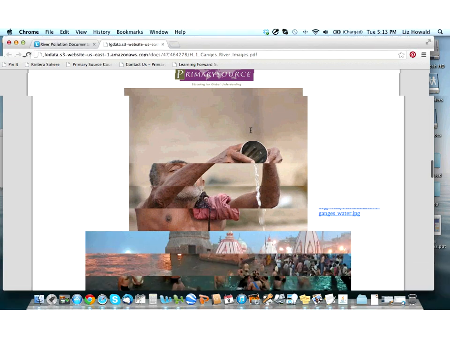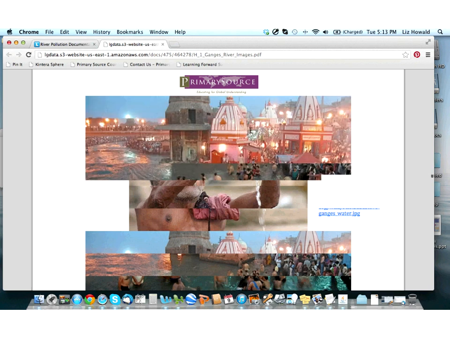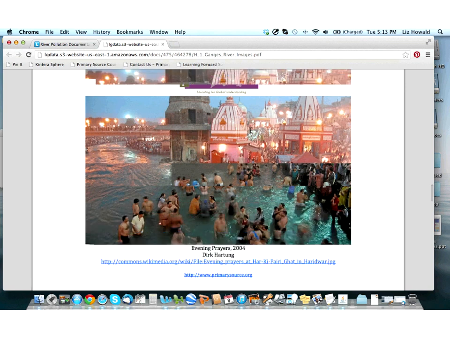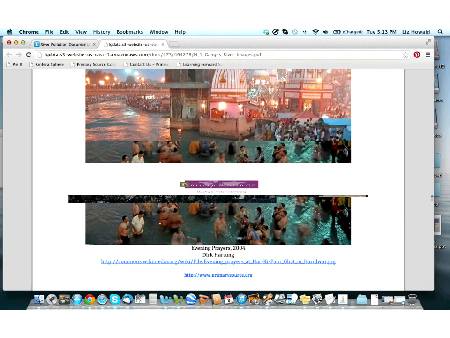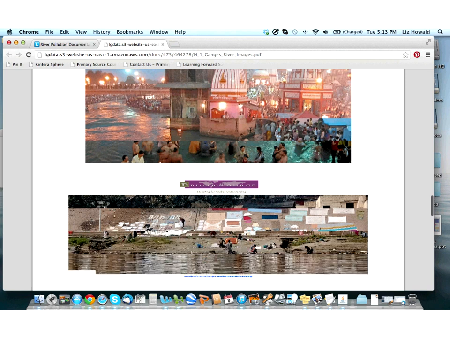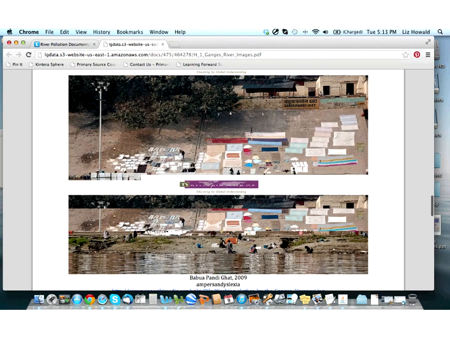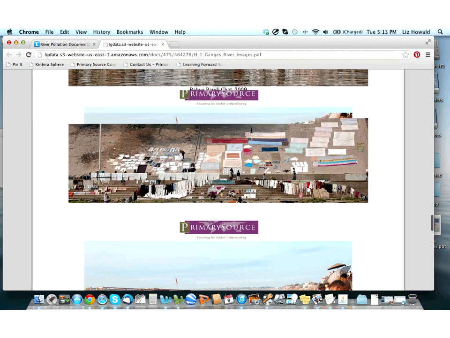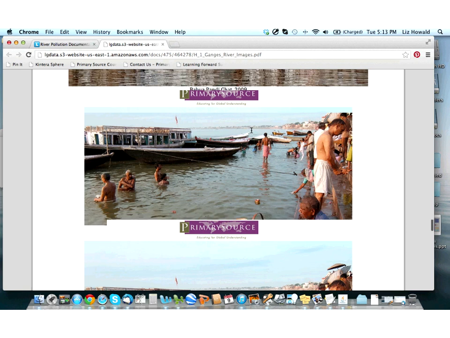So again, what are you seeing? How does it seem that people use the river? What types of pollution do you see? And what might you anticipate the effects of that pollution to be, either on the river, on the wildlife in the river, on the environment around the river, or on the people who use this river on a regular basis, many of whom use it every day.